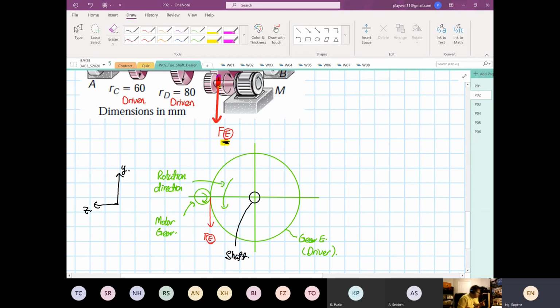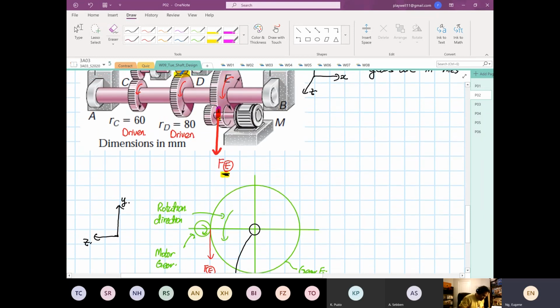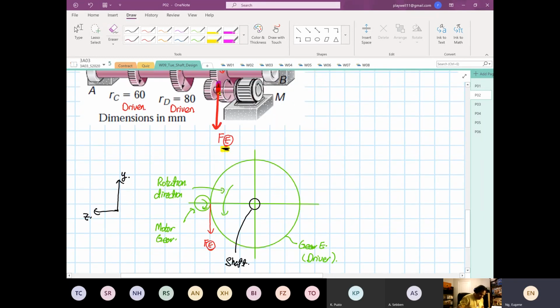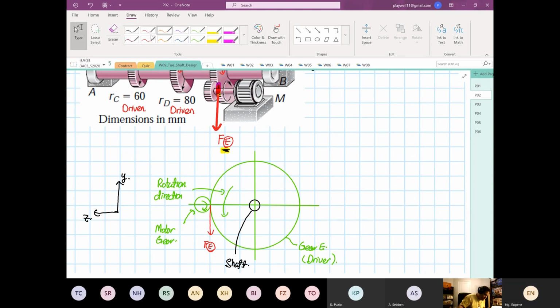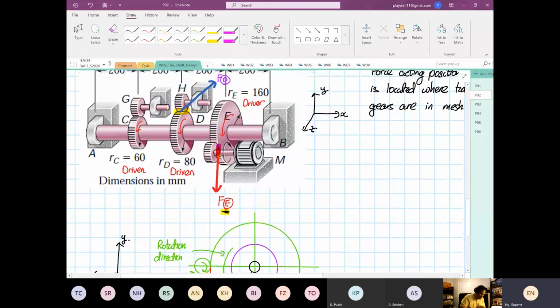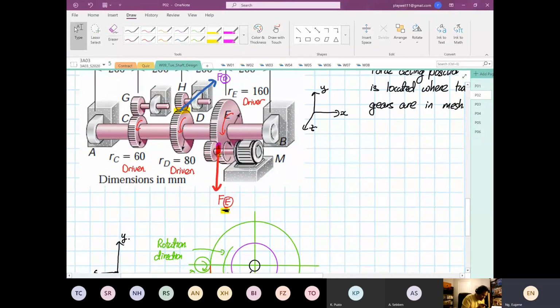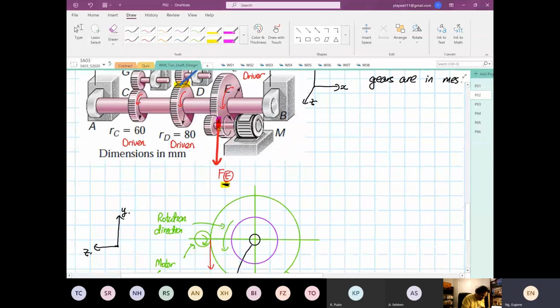Let's now focus on gear D. Gear D is slightly smaller. So I'm going to just sketch gear D. Now gear D will engage another gear, gear H.